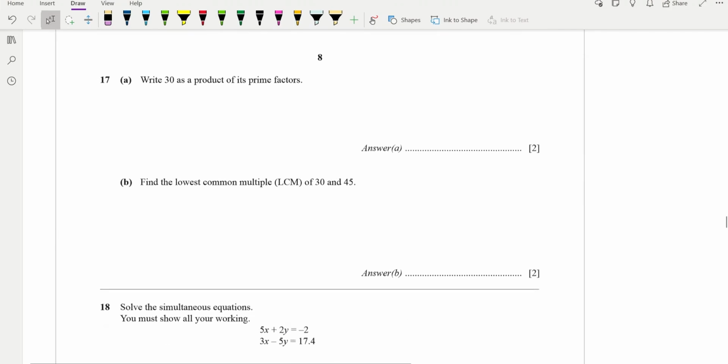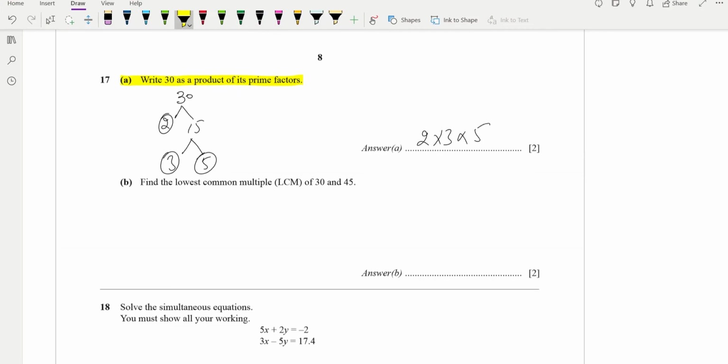Now question number 17. Question number 17 says write 30 as a product of its prime numbers. So 30 as prime numbers, so 2 into 15, then 3 into 5, these are the prime numbers. So 2 multiplied by 3 multiplied by 5, this will be the prime factors.